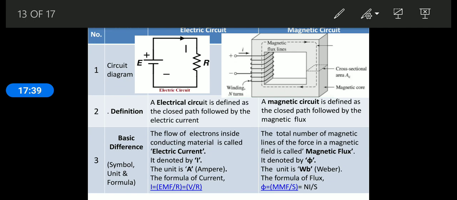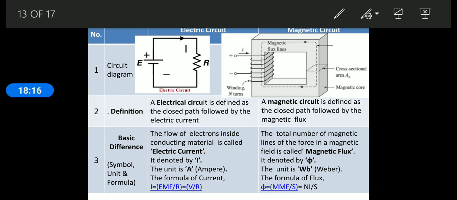Then what is the basic difference between an electric circuit and a magnetic circuit? In an electrical circuit, the flow of electrons inside a conducting material is called electrical current, and this electrical current is denoted by I. The unit of current is ampere, denoted by A. The formula of current is I equals EMF by R, or we can also write V by R.